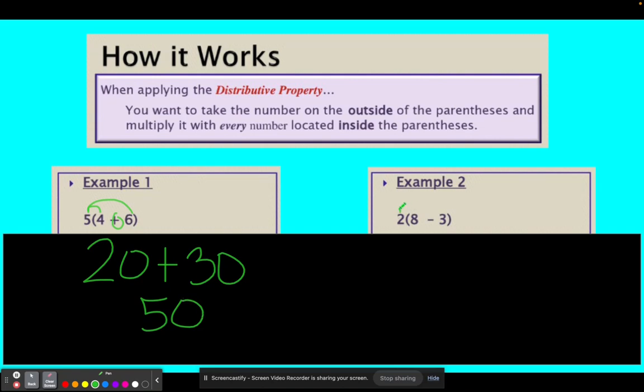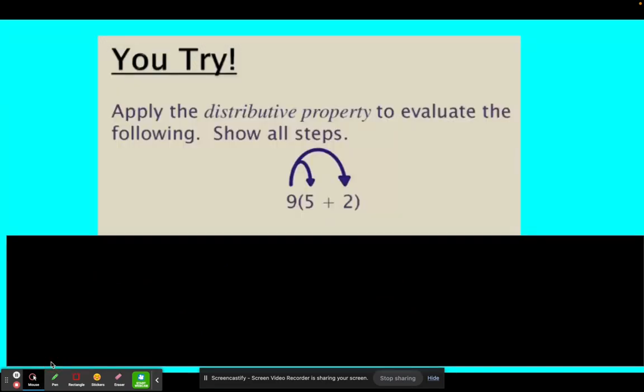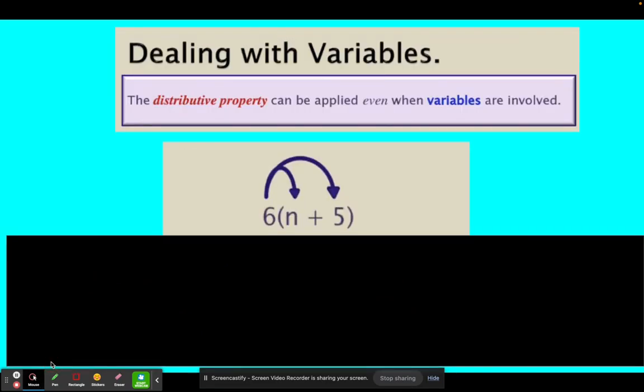Next example, 2 times 8, the 2's being distributed, right? And then 2 times 3. 2 times 8, 16. The operation symbol for subtraction just comes right down. 2 times 3 is 6. Can I keep going? Yes, they're both constants. My answer is 10. Okay. I'm hoping that seems pretty easy to you right now. Okay. So we distribute, right? Cool.